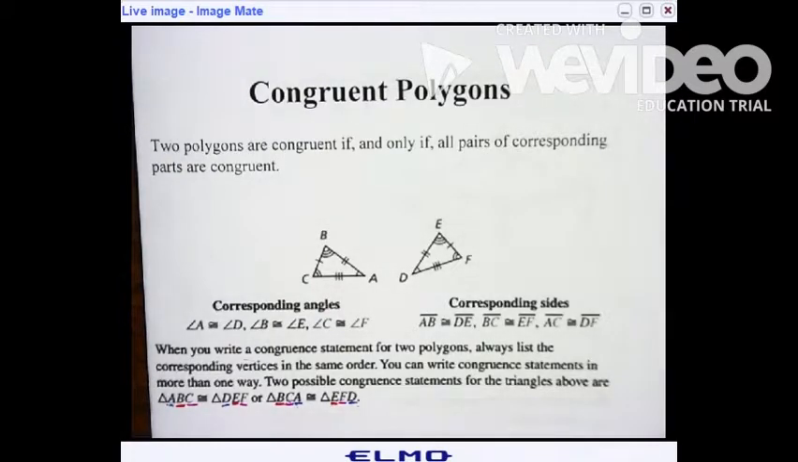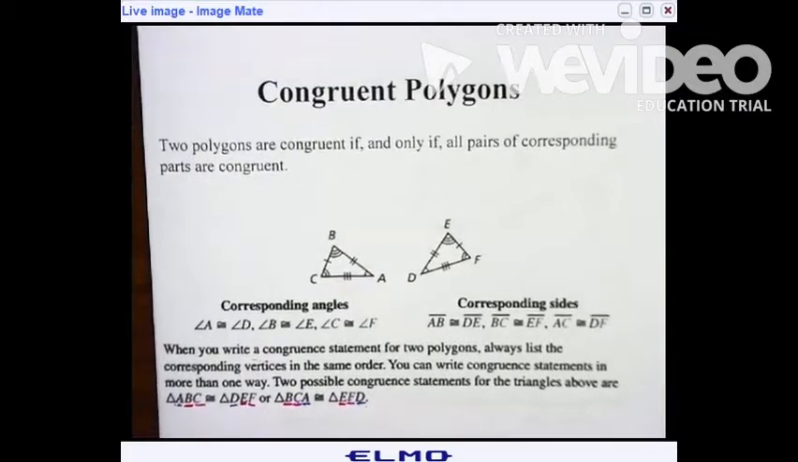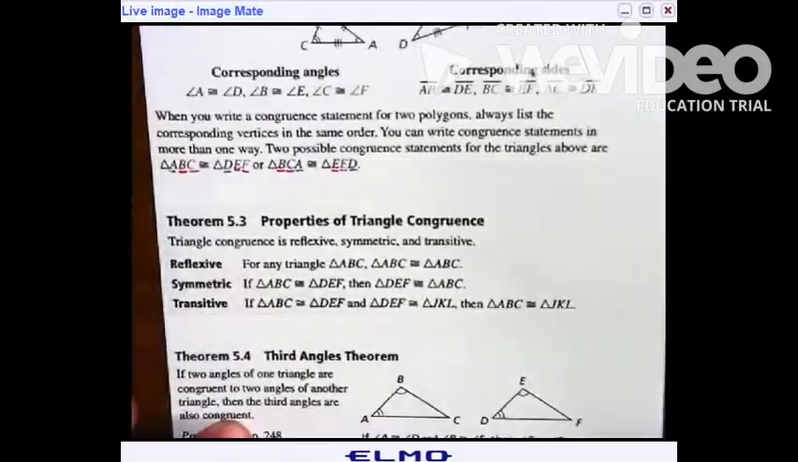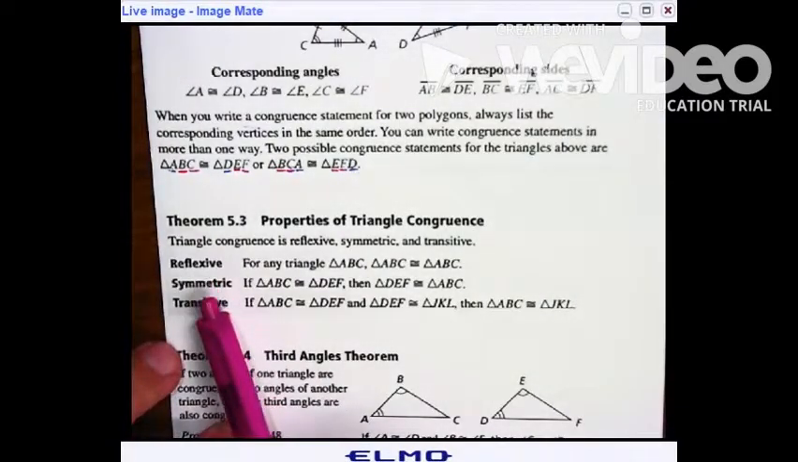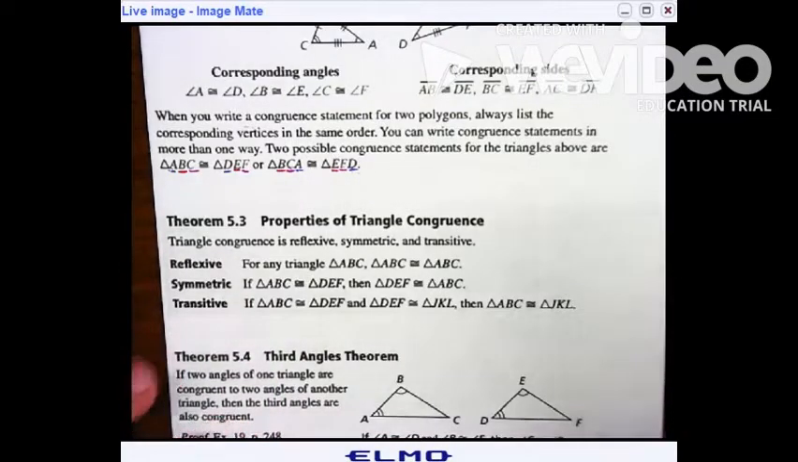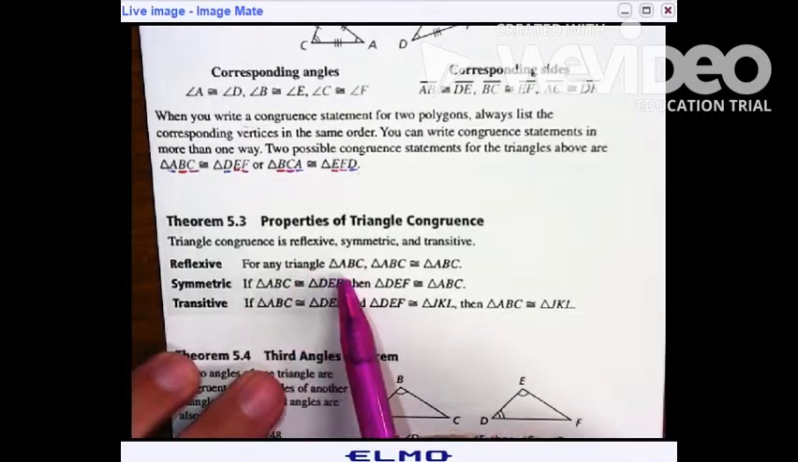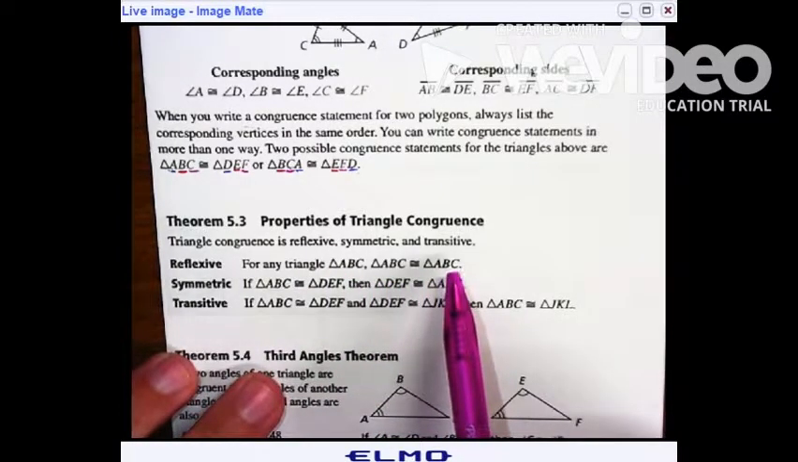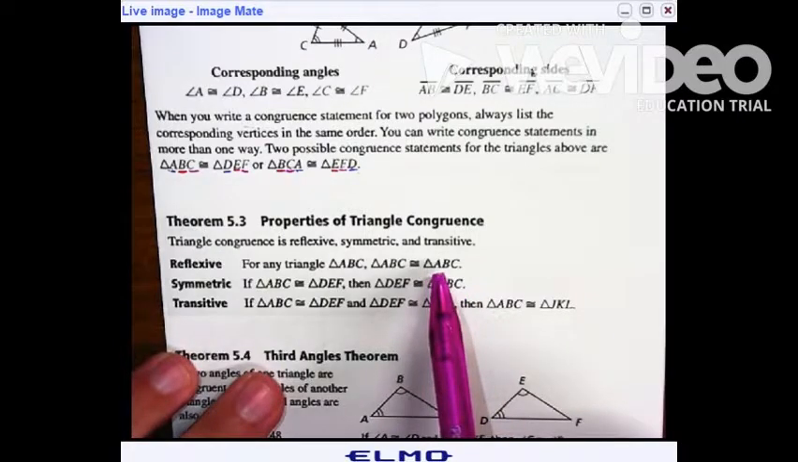Now, we do have some properties of triangle congruence. These should actually be very familiar because we have already talked about the reflexive property, the symmetric property, and the transitive property before. We talked about them when we dealt with the properties of equality, and with congruent segments and congruent angles. It also works for congruent triangles. So for any triangle ABC, ABC is congruent to ABC. Believe it or not, a triangle is congruent to itself.